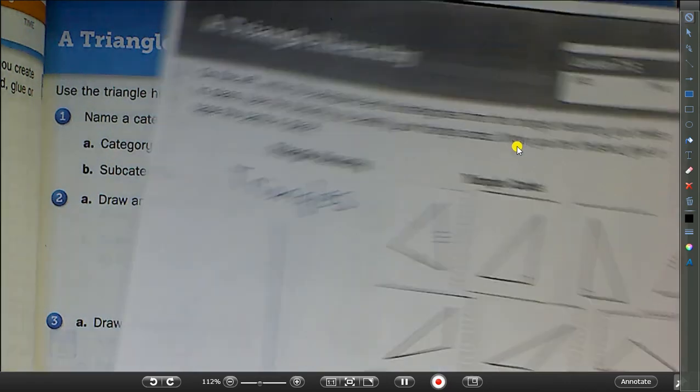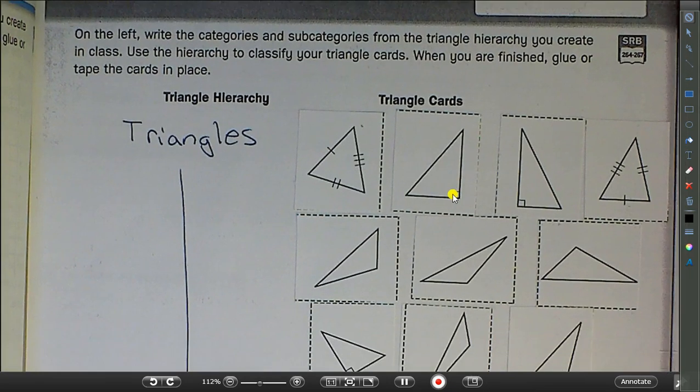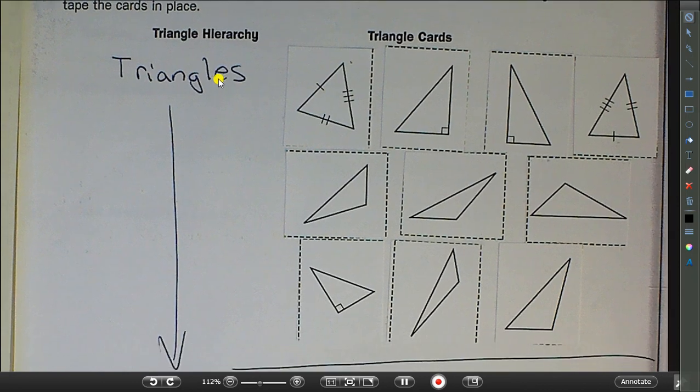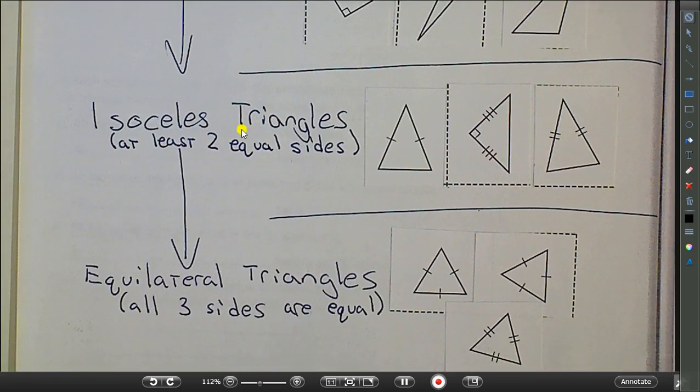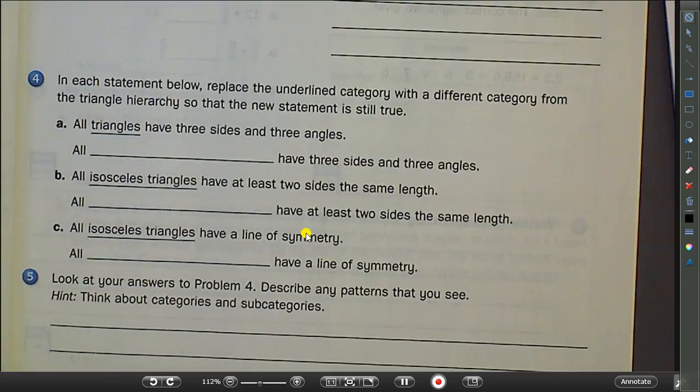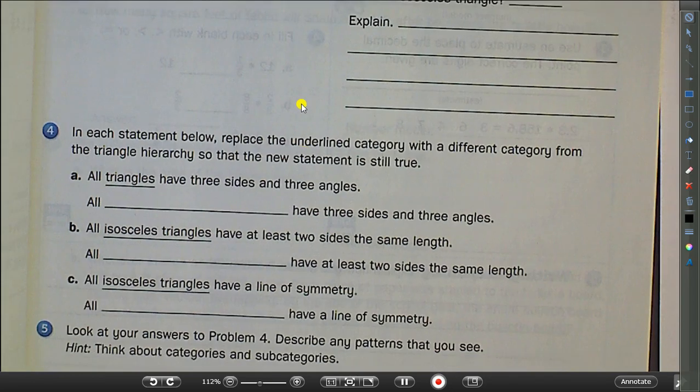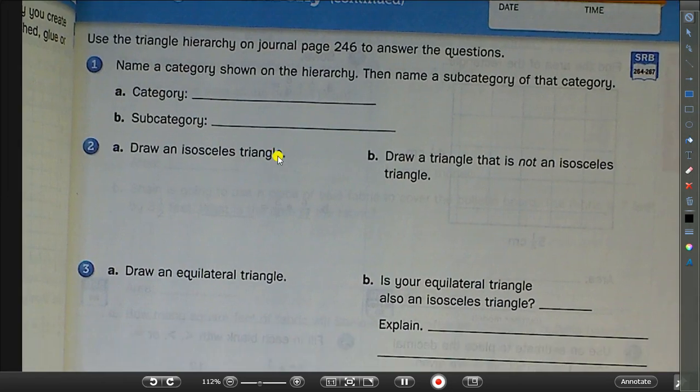So just quickly, let me throw that back up there. Now, triangles is one of our categories. It has a subcategory of isosceles triangles, and isosceles triangles is a category that has a subcategory of equilateral triangles. We can pick whatever we want. I'm going to use isosceles and equilateral for this one just because those are new terms, and I want you to become familiar with those.